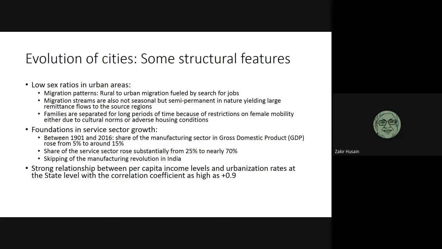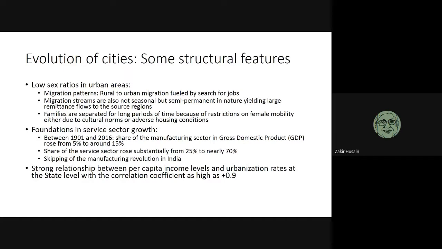The second important feature of the urbanization pattern in India is that between 1901 and 2016, we can see that the share of manufacturing has gone up. So in over 100 years, manufacturing has become important, but marginally, from 5% to 15%. This is more than 100 years, but the increase is only 10%. In contrast, the service sector rose substantially from 25% to nearly 70%. So almost a 3 times increase.